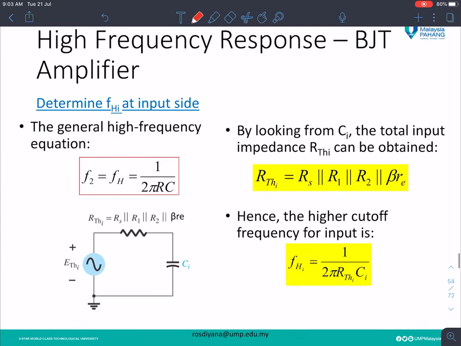Once we calculate the capacitor, we already have the capacitor value. Now we calculate the RTH. The RTH for the voltage divider circuit is RS parallel with R1, parallel with R2, and parallel with beta RE. Don't forget the beta RE here. Then insert this RTH and the C in into the equation, so we get FH in.